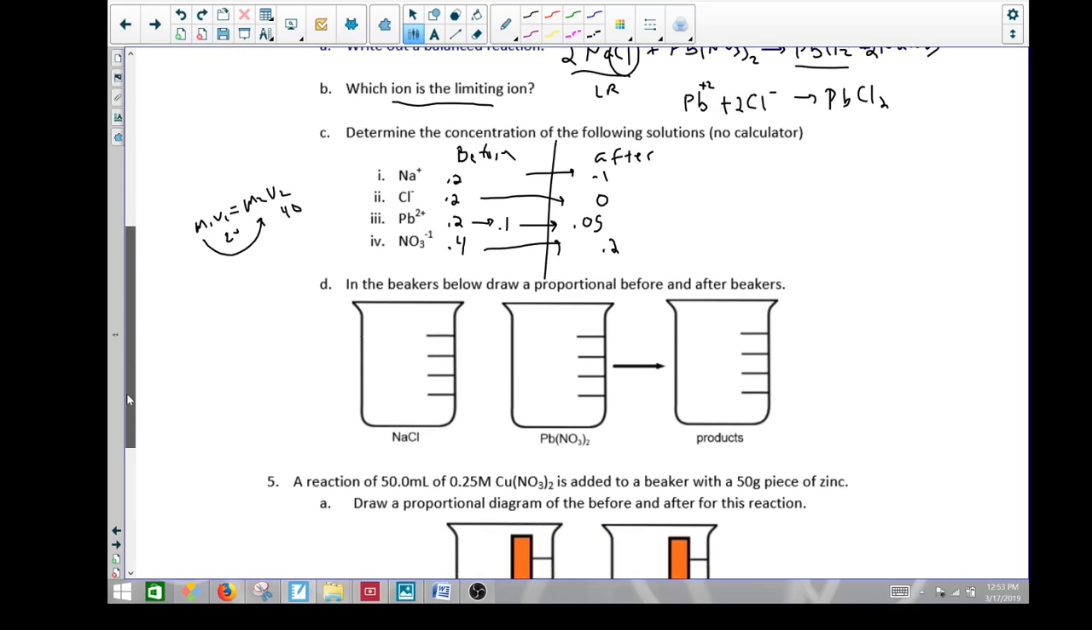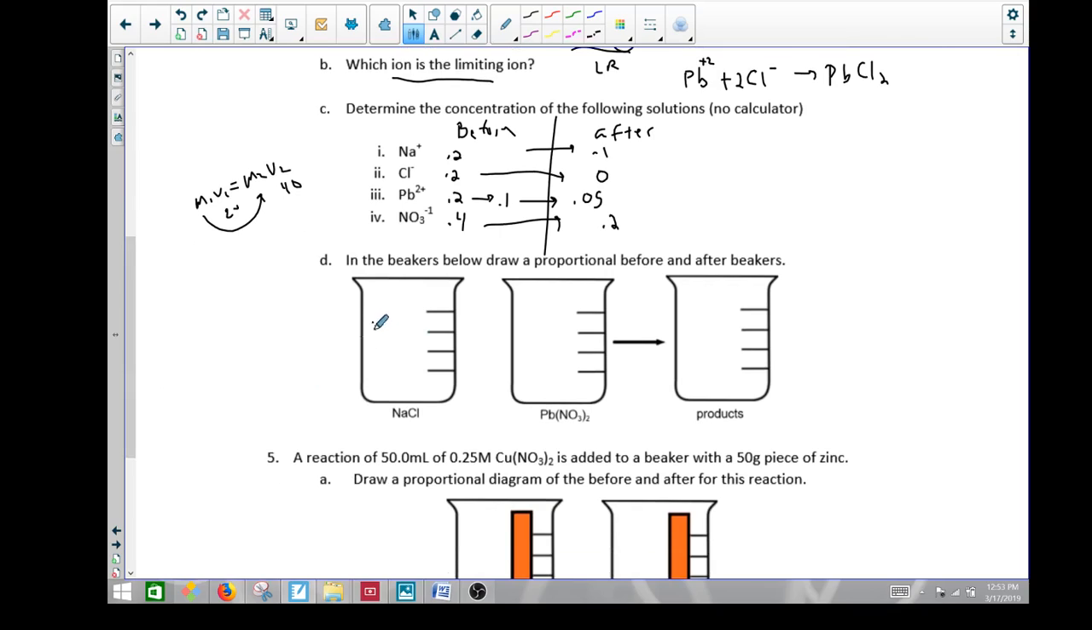In the beakers below, draw the proportions here. Okay, so I'm going to go Na plus, Cl minus. I'm going to draw 2 of them just so I can make it through one cycle of the reaction without having to split a molecule in half. Here I want the same concentrations. Because they're both 0.2, here Pb2 plus, Pb2 plus, nitrate, nitrate, nitrate, nitrate, NO3 minus. All right, so sometimes I circle them as I write them out here, but the lead will grab a chloride and a chloride to produce a solid lead chloride.